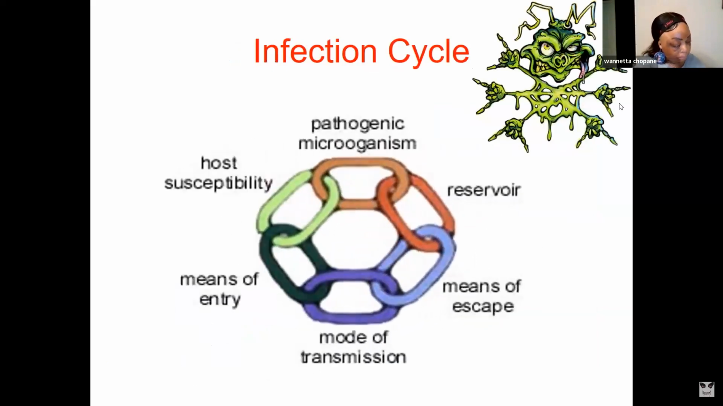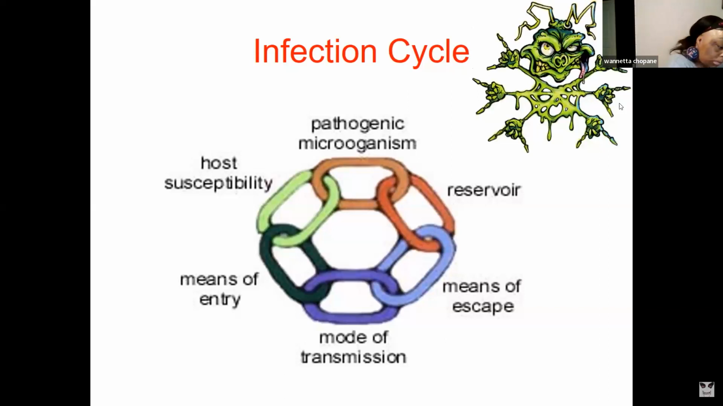Now let's talk about the infection cycle chain. As we can see here, there are six pathways that the infection cycle moves through. One, you have to have a pathogenic organism or microorganism. We also have to have a reservoir where this pathogenic microorganism lives or resides. Then we have what we call the means of escape, how it leaves the reservoir. And of course, the mode of transmission, which could be through drinking water or eating certain foods. And then, of course, how is it entering? Is it entering through the mouth?